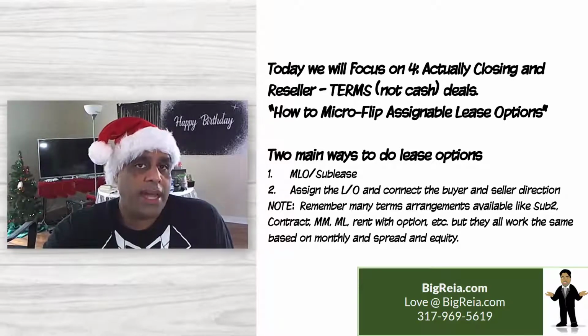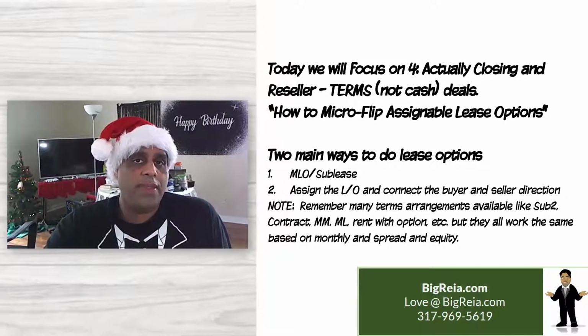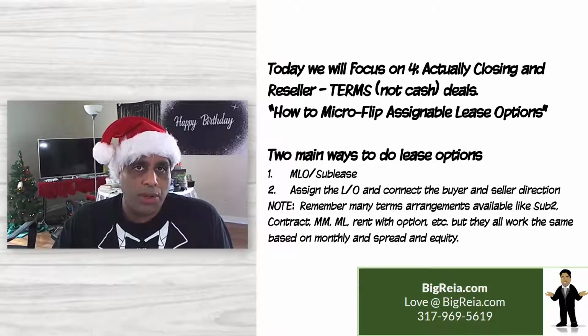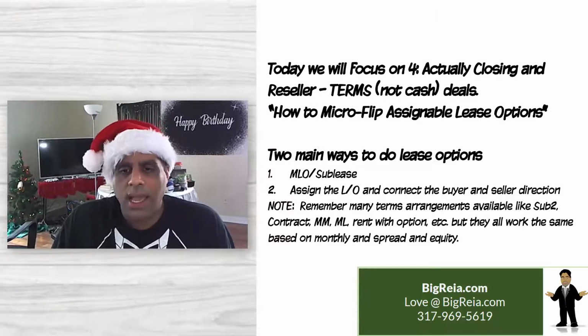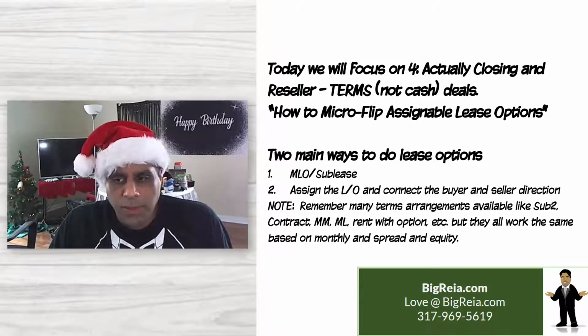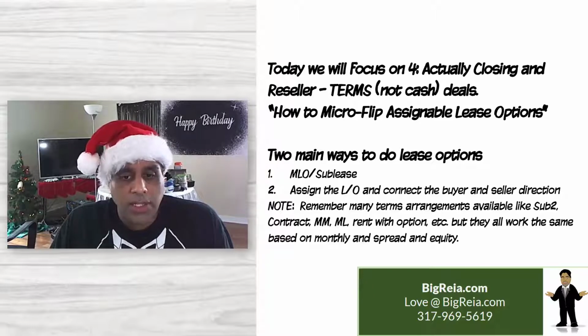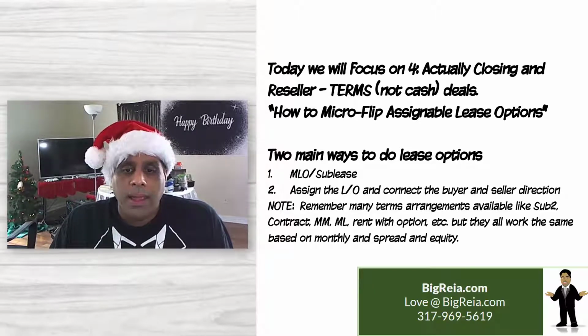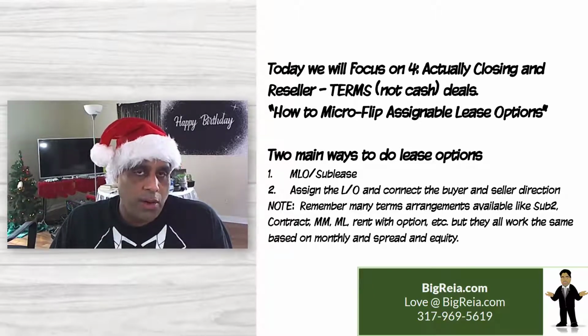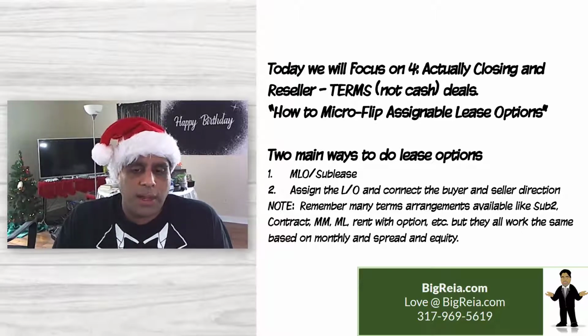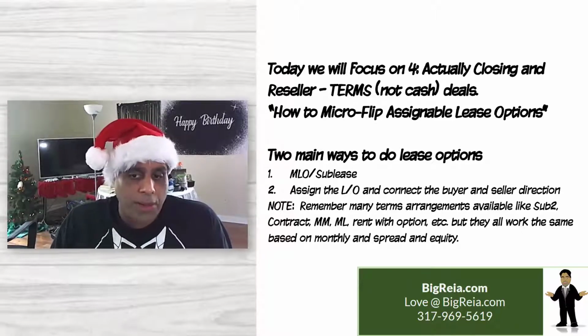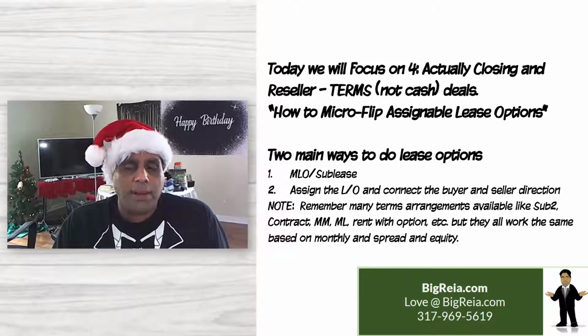With the lease option, the master lease, you're working with the seller directly, and then there's enough money in the monthly in the back end where you're going to be in between. It's going to be like a sandwich lease, also called. Remember, there's many terms arrangements, things we've talked about, like subject to, contract, multiple mortgage, a master lease where you're the master lease, then you sublet it out without an option, rent with an option, etc. You can do just an assignable offer.